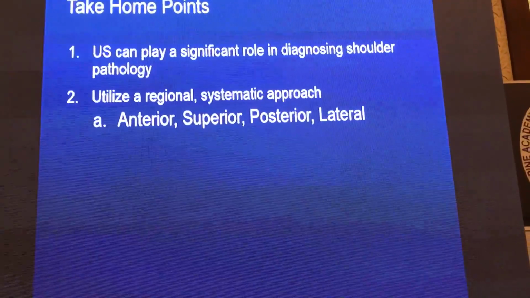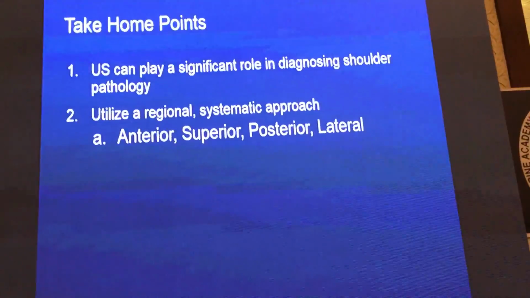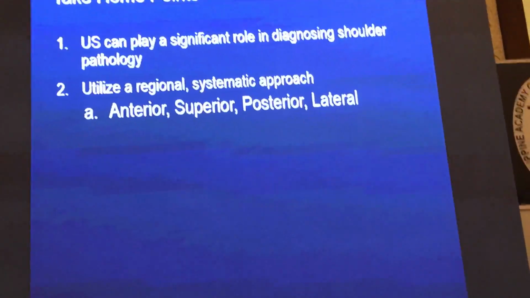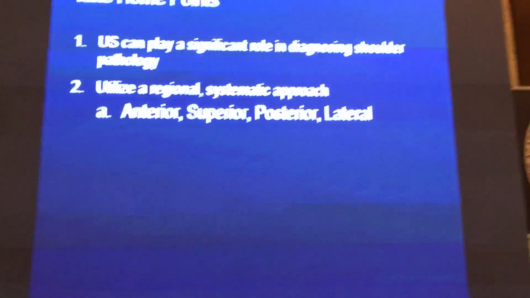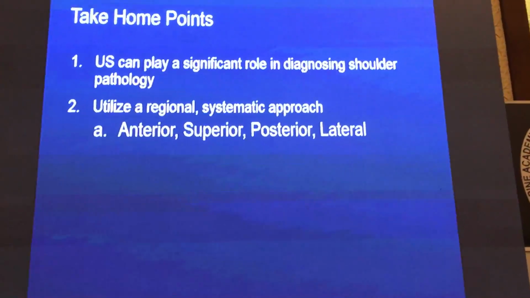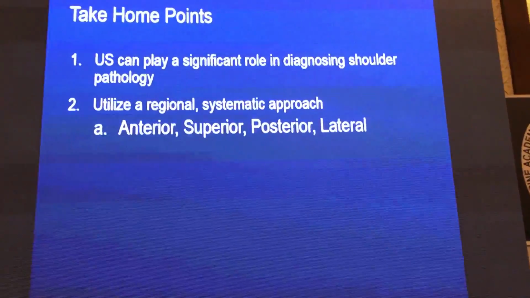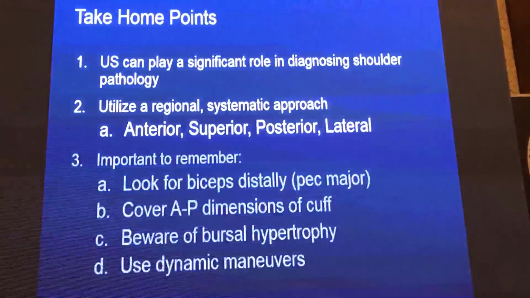So biceps tendon, then subscapularis, then acromioclavicular joint, then infraspinatus, then teres minor, then posterior glenohumeral joint, then the spinoglenoid notch, then the supraspinatus, then the subacromial subdeltoid bursa. Every single time. That's how I do a shoulder examination.